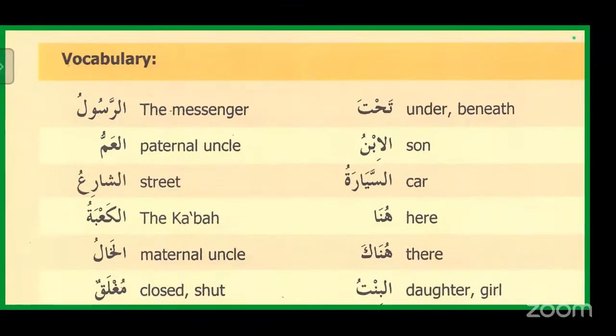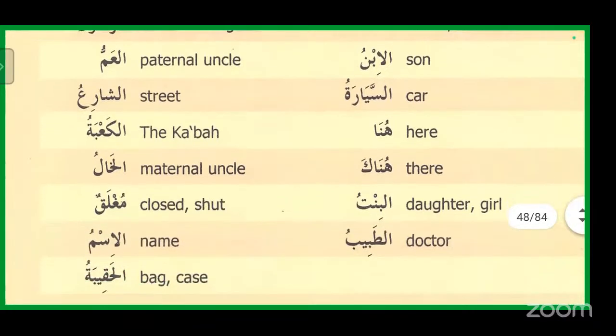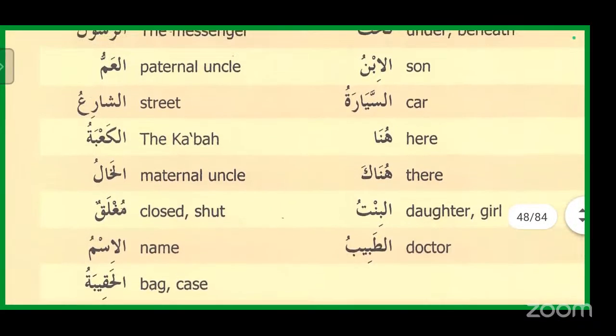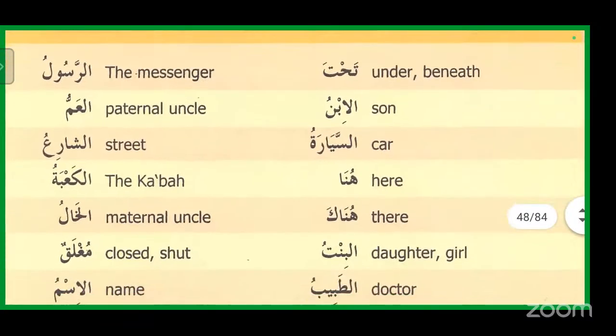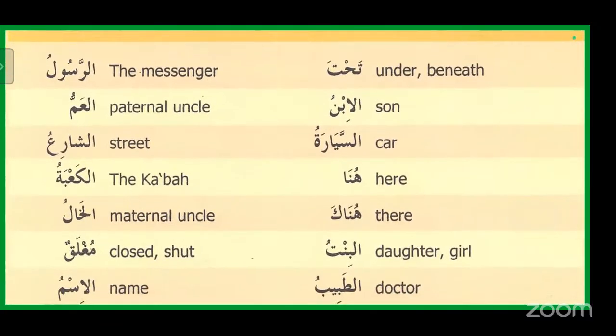So here we have got some vocabulary list. Ar-Rasulu, the messenger. Al-Ammu, parental uncle, chacha. Street is الشارع. The Kaaba. Al-Khalu is the maternal uncle, mama. Mughlaqun means closed. Al-Ismu means the name. Al-Haqibatu, the bag. Tahta means under. Al-Ibnu means the son.